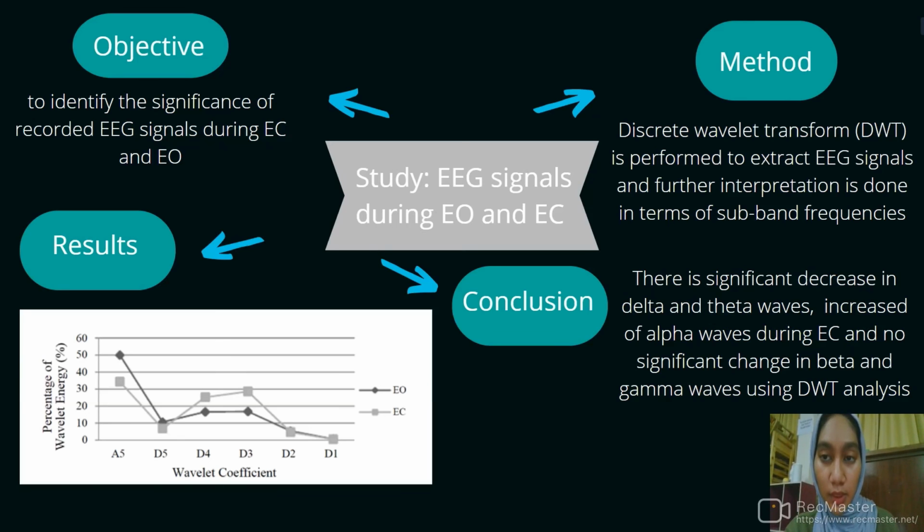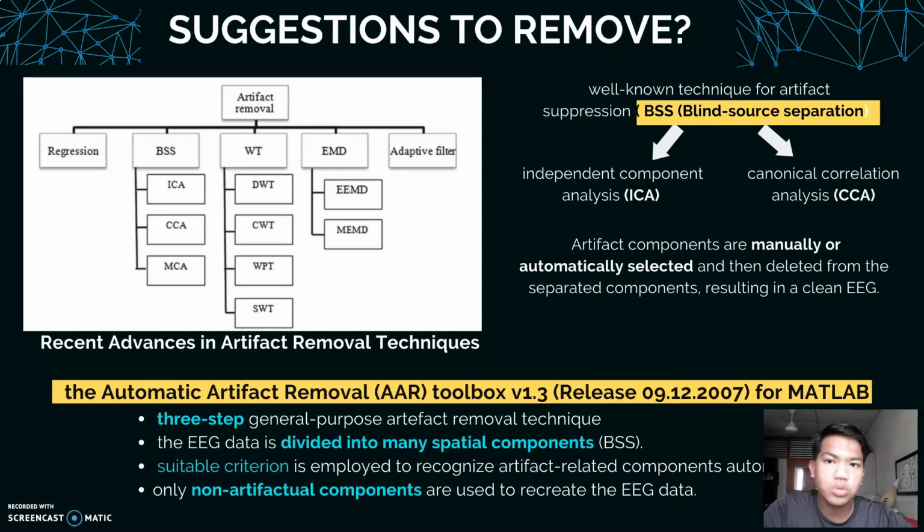From the plotting, it can be deduced that when a person closes his eyes, there will be a significant increment in the alpha waves, a reduction in both delta and theta waves, while the beta and gamma waves will remain stagnant. In this part, I will show you the suggestions to remove the motion artifacts.